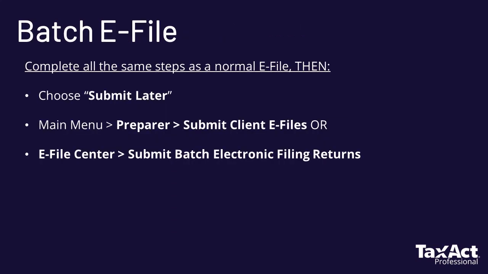If you'd like to e-file multiple returns as a batch, complete all the steps for e-filing a single return, but when you get to the Create and Submit screen, choose Submit Later in order to place that return into a holding directory. When you are ready to submit a batch of returns from the main menu, click Prepare, then Submit Client e-files. You can also navigate here from the e-file center by clicking the second link, Submit Batch Electronic Filing Returns.